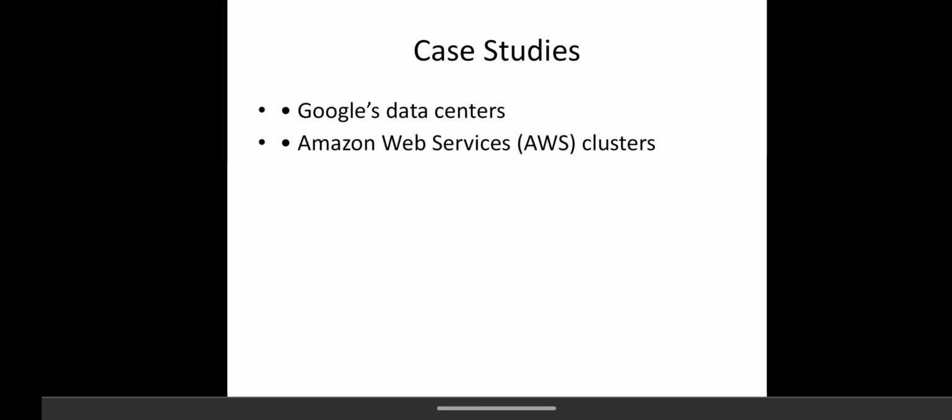Case study: Google data centers and Amazon Web Services.